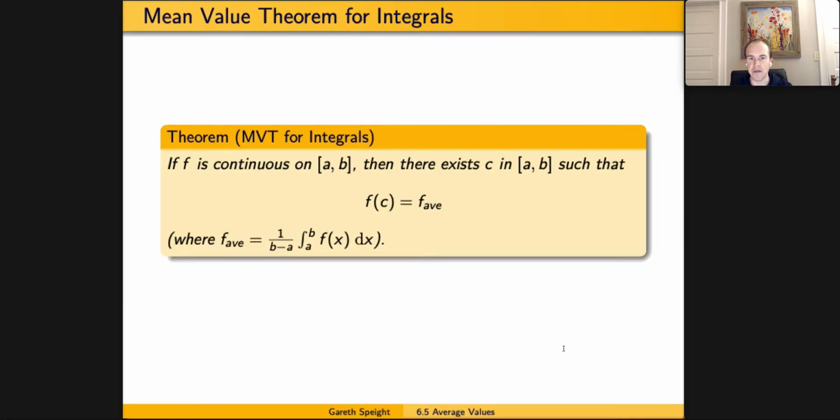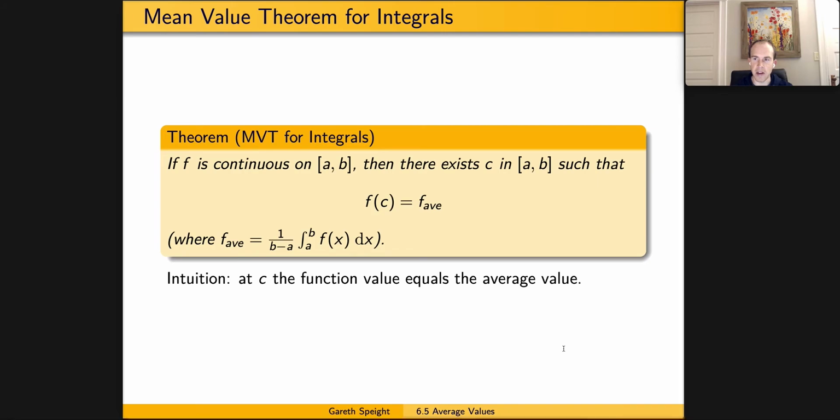And why is it called the mean value theorem for integrals? Just remember that the average value is an integral. So it's a theorem about average values, but the average value in this case is an integral, so that's why it's called the mean value theorem for integrals. At some point, the function value equals the average value.